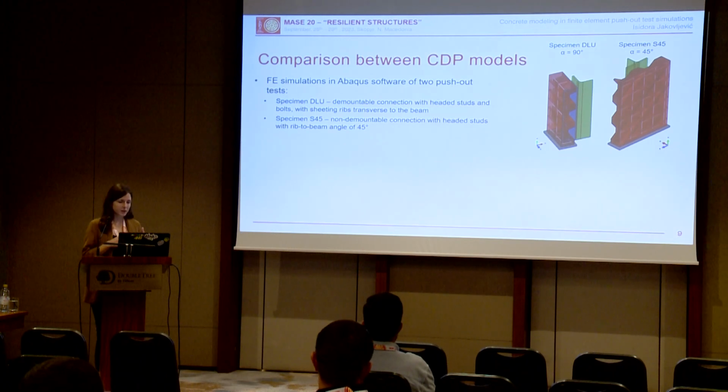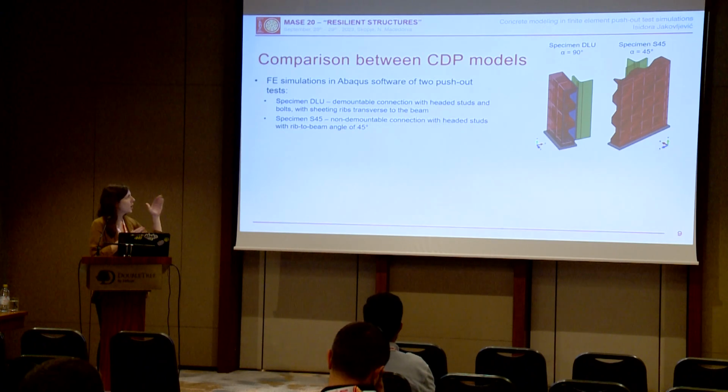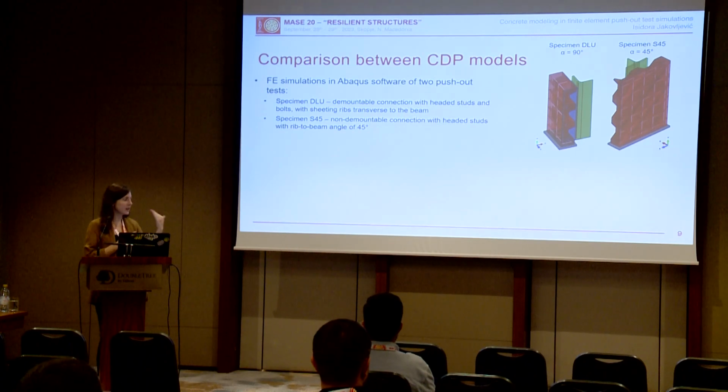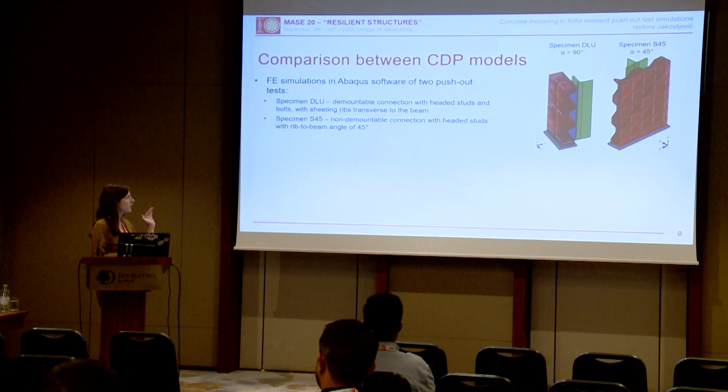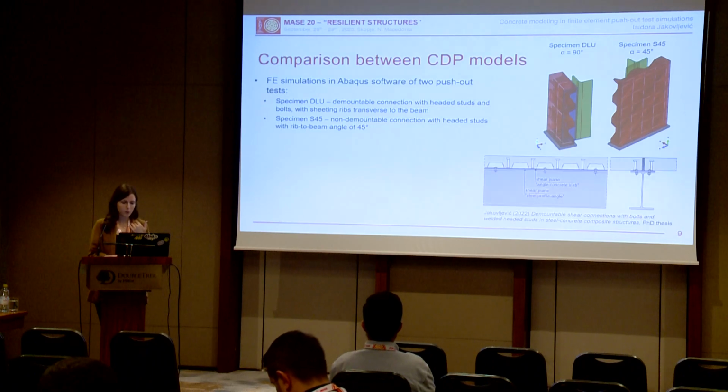So we have 2 models. As I said, the main difference between those models is that in the first case, we have the angle between profile sheeting ribs and the beam of 90 degrees. In the second case, it's 45 degrees. But the other difference is that the first model, DLU, is actually a model of a demountable connection. So here we have bolts, but also headed studs.